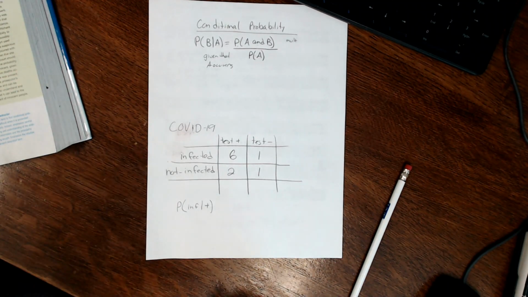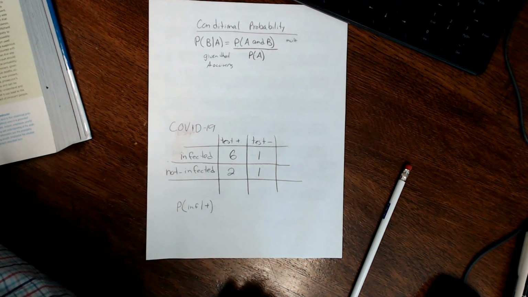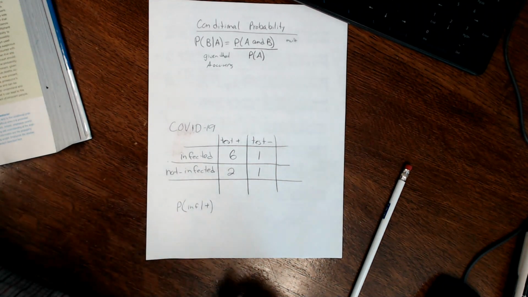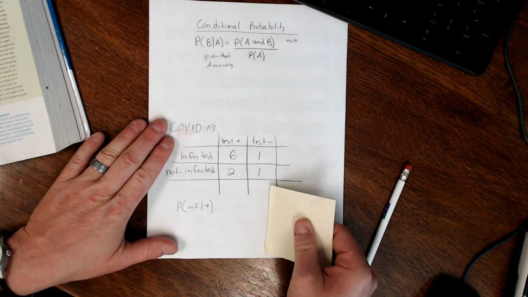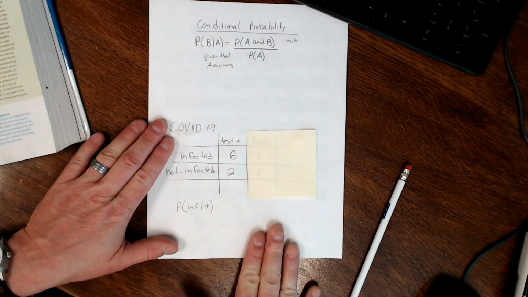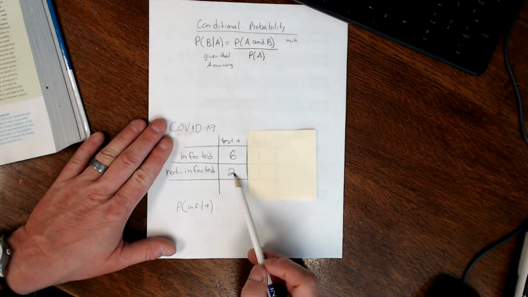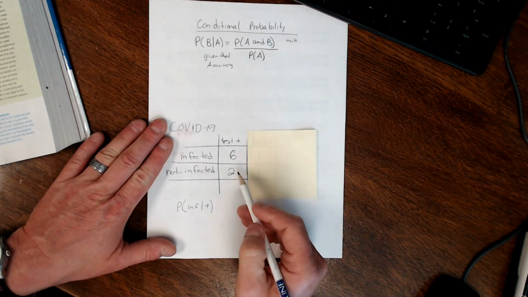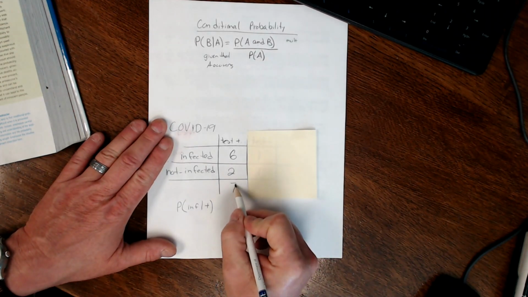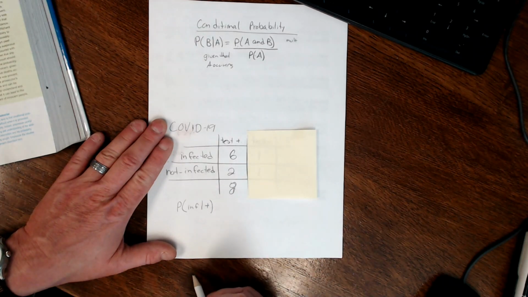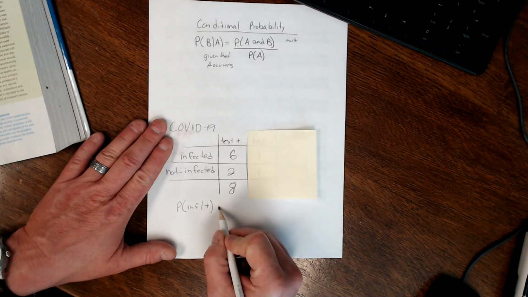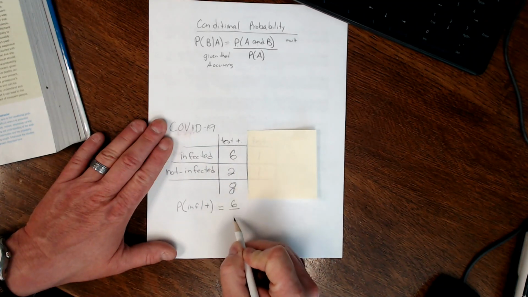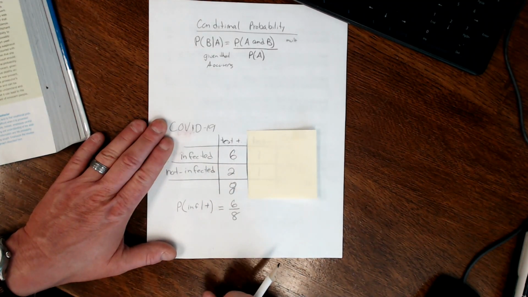So all we have to do is simply cover up that part of the chart that we're not looking at and then calculate our probability from there. So I'm going to cover up the ones that actually tested negative here, and I'm only going to consider this part of the chart. Here we have a total of 8 that tested positive and 6 that had actual COVID-19. So our probability is going to be 6 divided by 8.